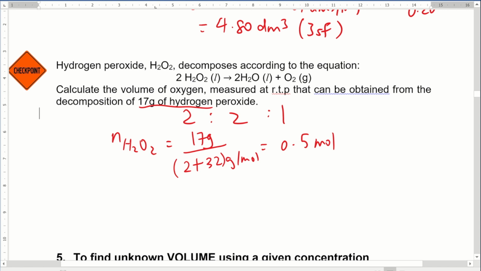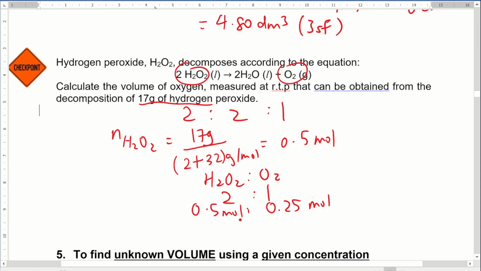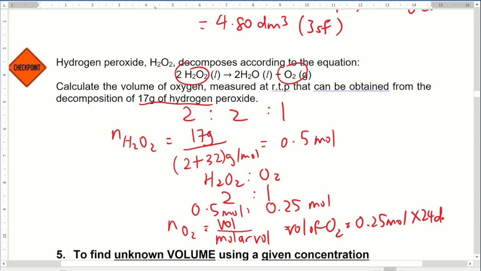Your mass over molar mass. I'm only comparing the oxygen and the hydrogen peroxide. So H2O2 is to O2, the mole ratio is 2:1. If this is 0.5 moles, this will be 0.25 moles. Now what is the volume of oxygen? The molar volume is 24 dm cube per mole. The number of moles of oxygen is always equivalent to volume over molar volume, which is 24 dm cube. So to calculate the volume of oxygen, it will be the number of moles multiplied by 24 dm cube per mole.